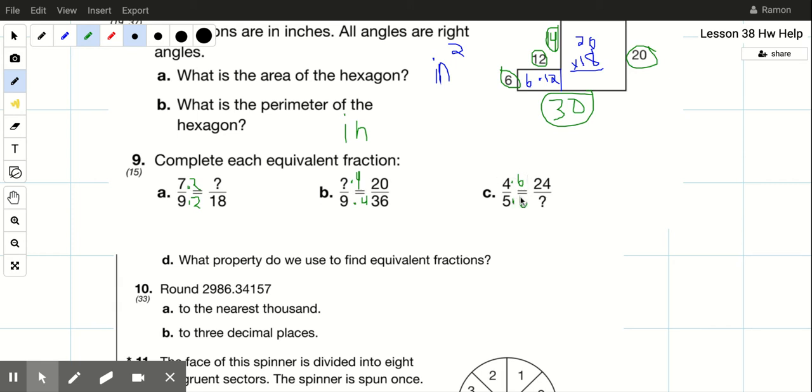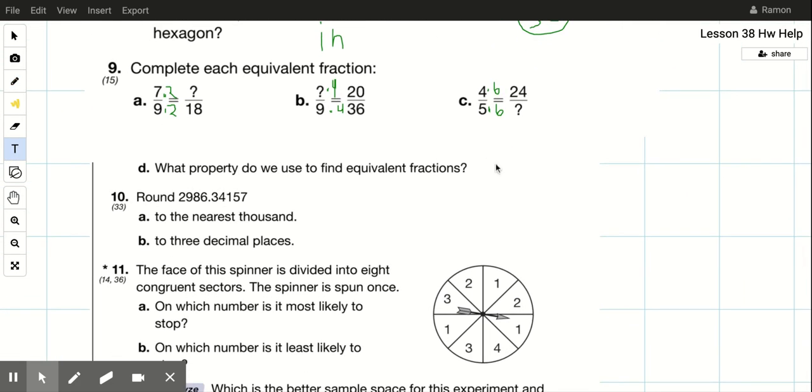So you do the same thing to the denominator. What property do we use to find equivalent fractions? We use the identity property of multiplication, because we're multiplying the fraction by a fraction that's essentially equal to 1.